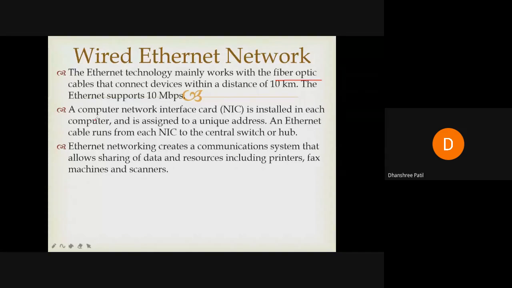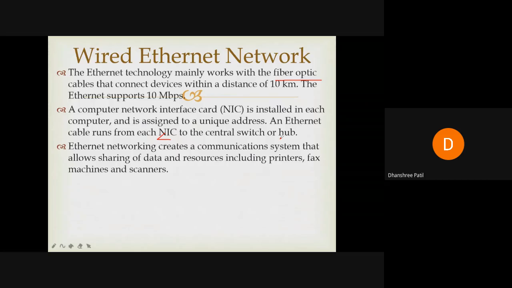Now how actually are these working, and in which places? See here, the network interface card, that is the NIC card, is installed in each computer and is assigned a unique address. So the NIC card is installed in each computer and it assigns a unique address. An Ethernet cable runs from each NIC to the central switch or hub.